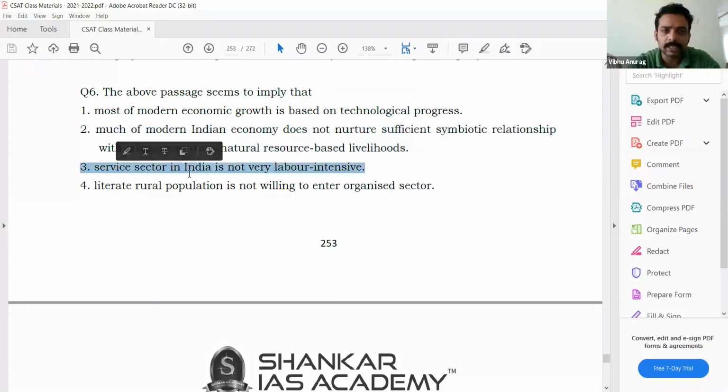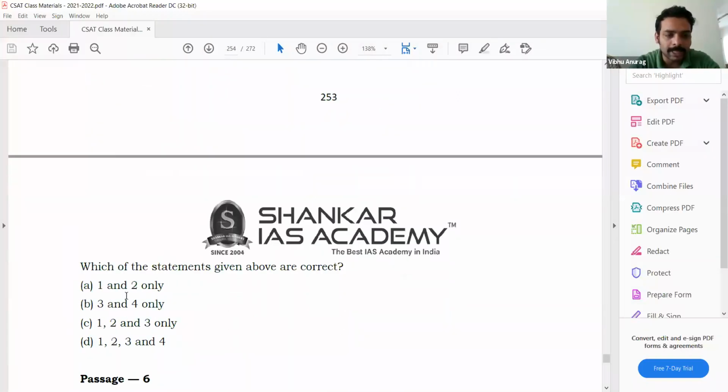Third one, service sector in India is not very labor intensive. There is no indication about the service sector particularly and it not being labor intensive. They are talking about the organized and unorganized sector, not the service and manufacturing sector. So 3 is wrong. But actually, as soon as you see that 3 is wrong, you can eliminate options B, C, and D. So that is another trick for this passage. You'll get the answer is A, 1 and 2.